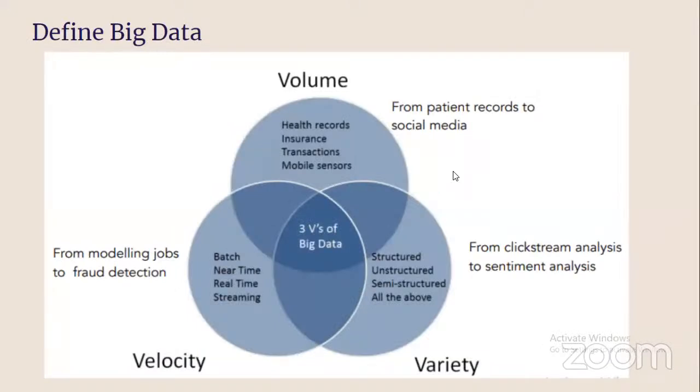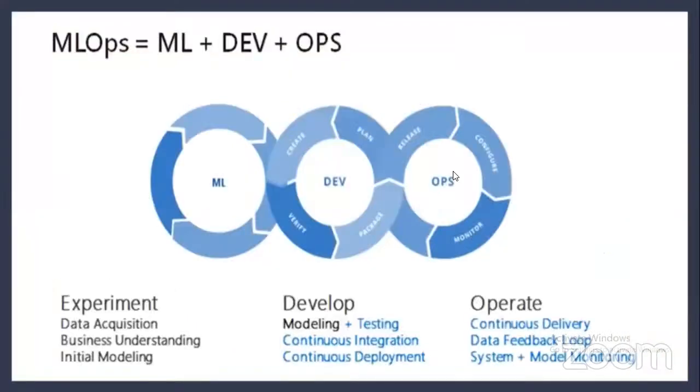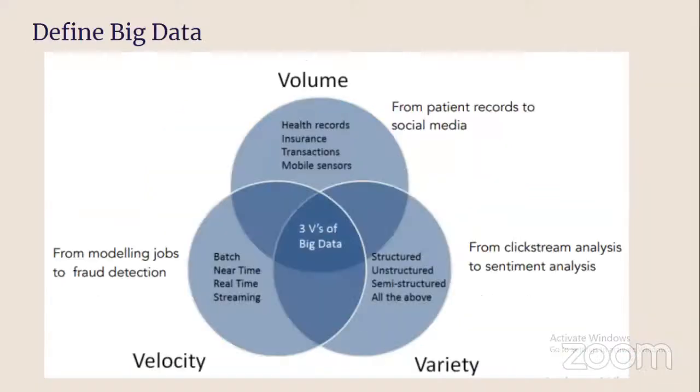Right, so at large, let's define big data before we move on to machine learning ops. At a high level, big data is defined by the three V's of big data. The three V's are volume, velocity, and variety. Volume is the sheer volume of data that we can acquire, for example, patient records to social media. So health records, insurance, transactions, mobile sensors. All these are examples of large volumes of data being generated on a day-to-day basis.